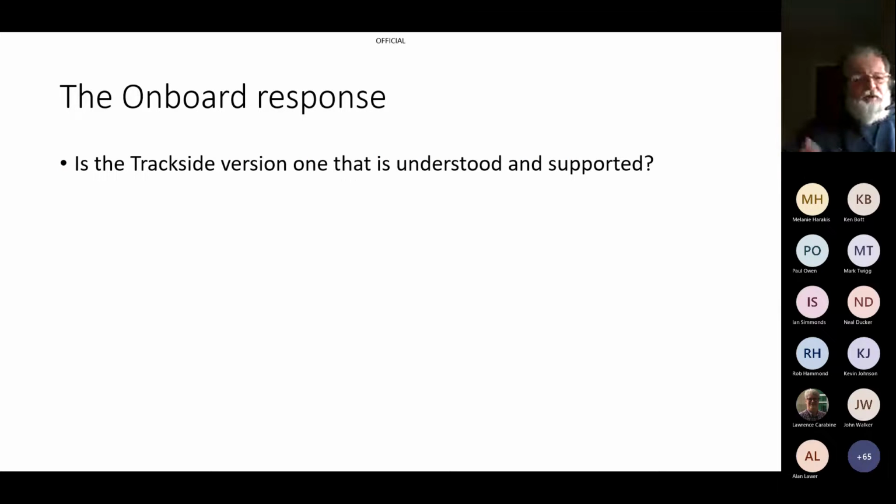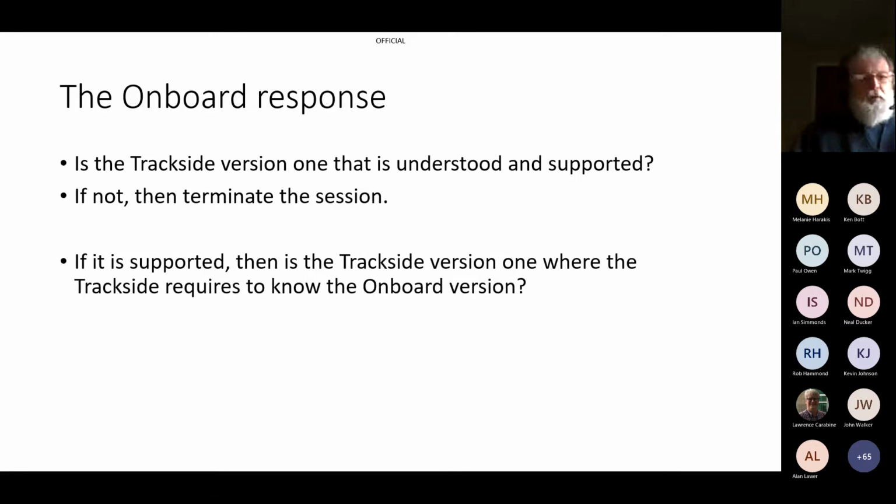So when the onboard receives that response, its first question is, do I understand a language with that system version, and can I support it? And if I, as an onboard, can't work with that language, then it would not be safe to continue. So the answer is to terminate the session. However, normally the onboard is more recent than the trackside, or certainly no older, so it will be able to understand the trackside language. And its next question is to say, do I need to actually tell the trackside about my version?